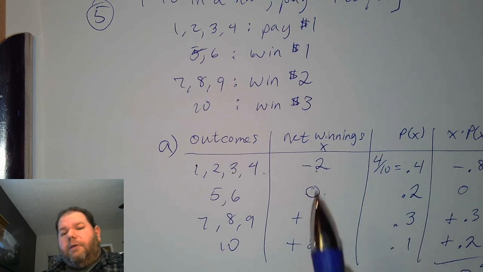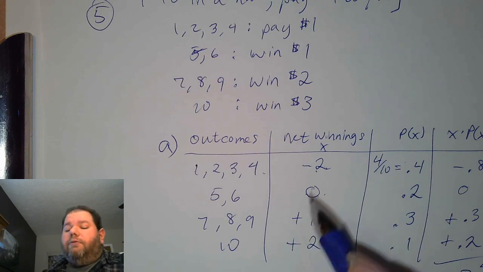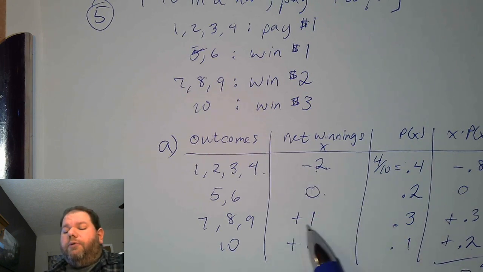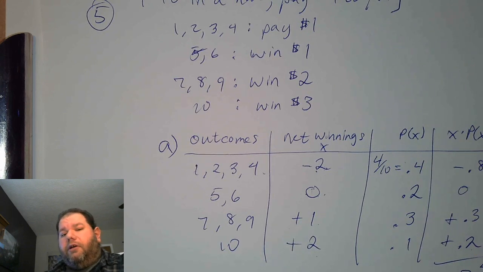Think of the plus and minus as loss and gain. So we've lost $2 here, we won $1 here, or gained $1 here, and we gained $2 here. It's kind of a combination of what we pay up front and then what we receive from the game. Combine those together.